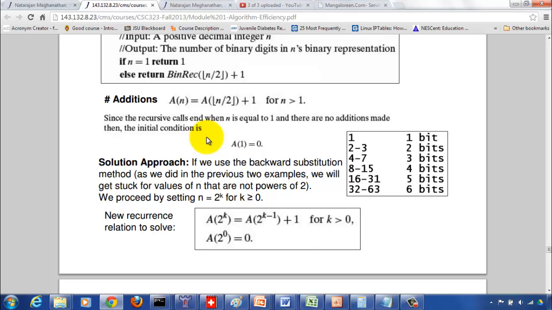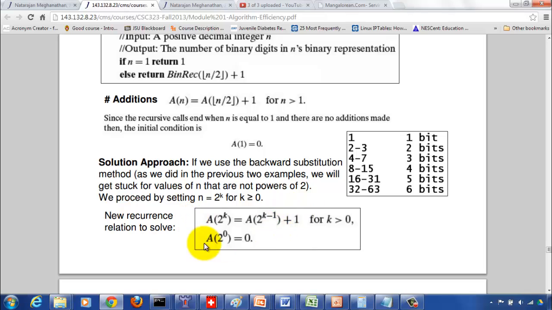So now we need to transform this to the n equals 2 to the k form. If I do that, A of 2 to the k equals A of 2 to the k minus 1 plus 1 for k greater than 0. Why? Because you have here 1, right? So 2 to the 0. If k is 0, A of 2 to the 0 is 0. So that's why this recursion holds for k greater than 0.